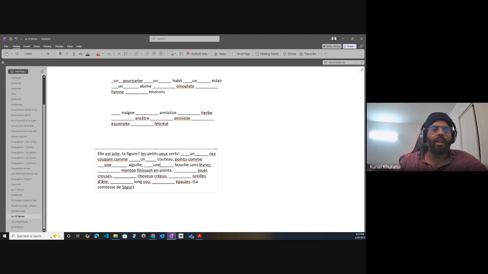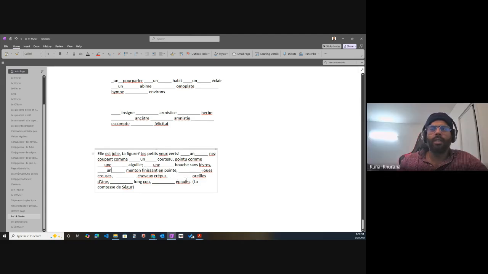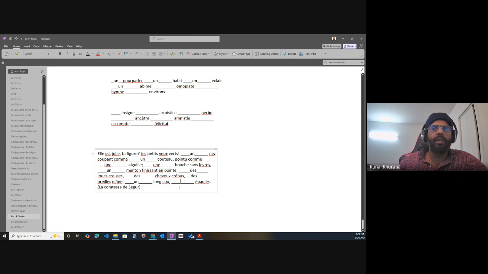Un menton finissant en pointe, les joues, des cheveux crépus, des oreilles d'âne, un long cou, des épaules.